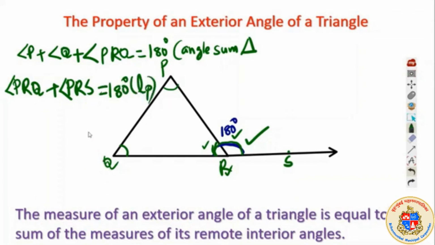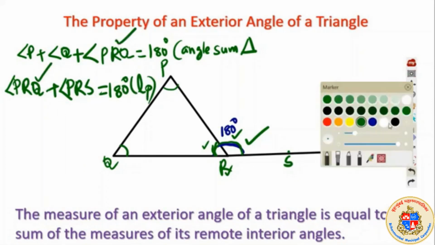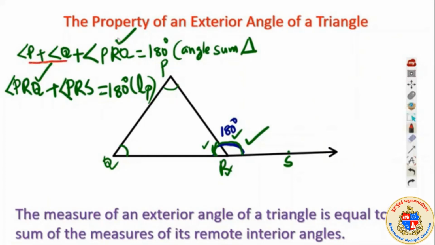What does this mean? In this one also there is PRQ, in this one also there is PRQ. So PRQ is having an important role here. If P plus Q is added to PRQ, it becomes 180. If PRS is added to PRQ, then also it becomes 180. This means P plus Q is equal to PRS.